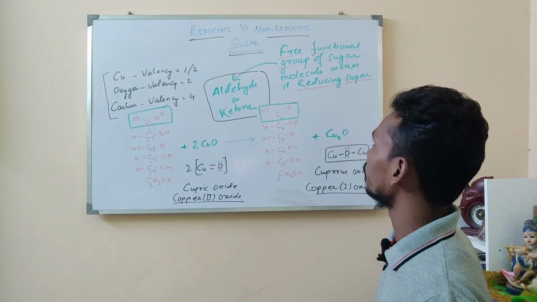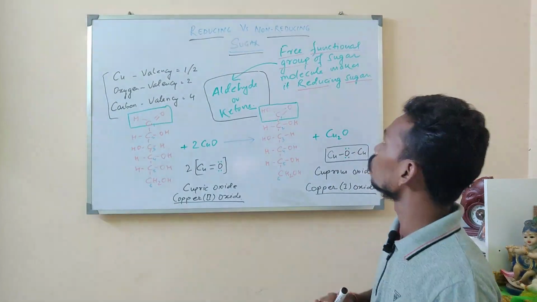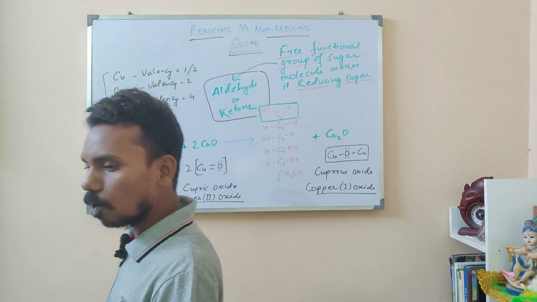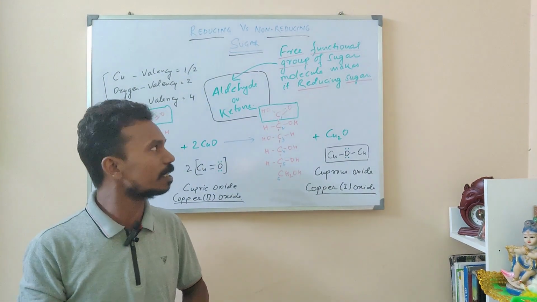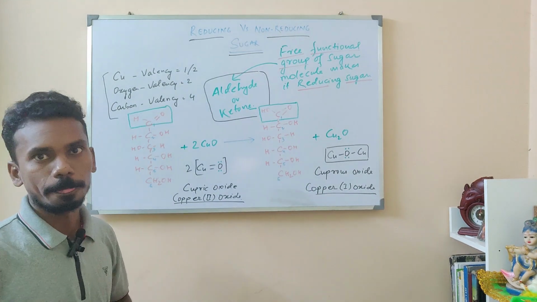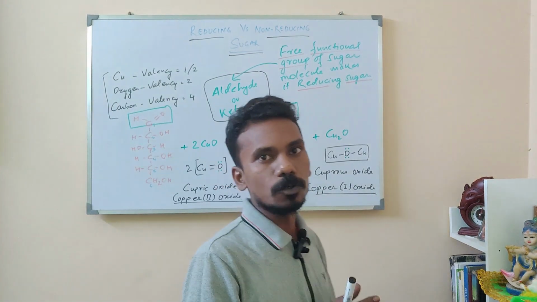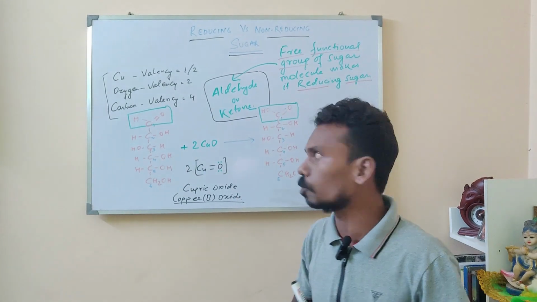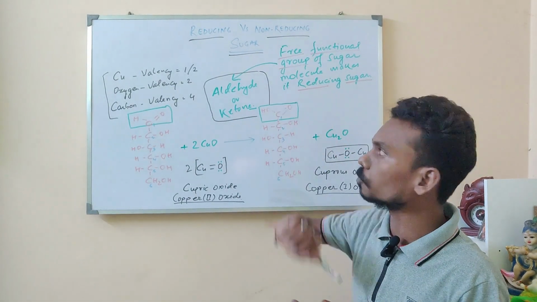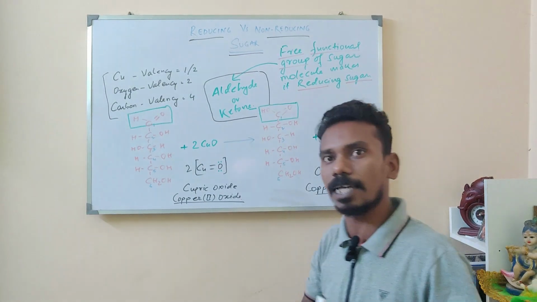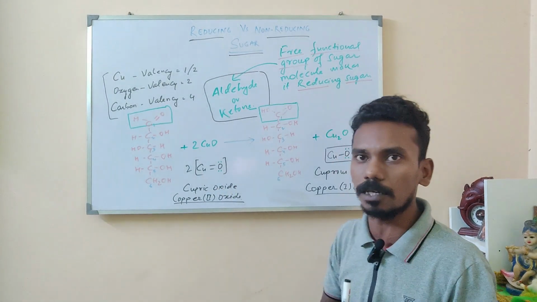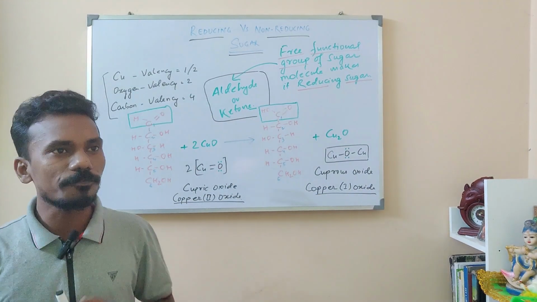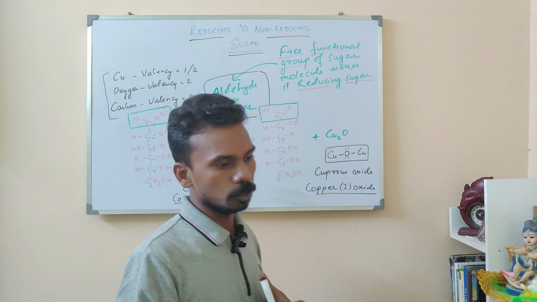of our carbohydrate. Free functional groups of a sugar molecule make it a reducing sugar. Whenever you have a free functional group, whether it is aldehyde or ketone, basically we have aldose or ketose sugars. When the aldehyde is the functional group, this could be a reducing sugar. If ketone is there as a functional group, this could also be a reducing sugar. The condition is you have to have a free aldehyde or ketone group.